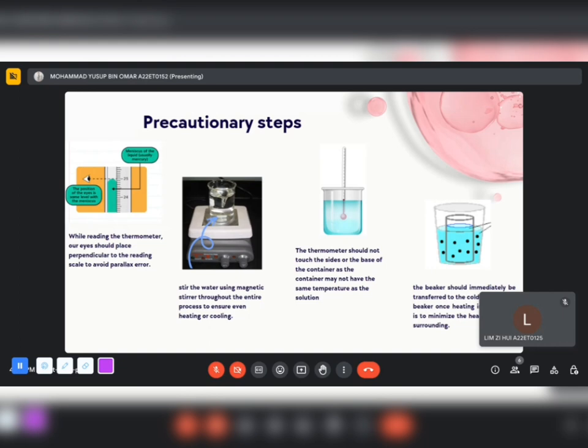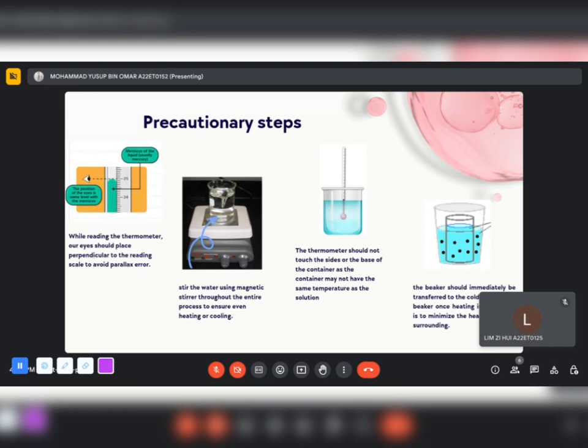Next, the beaker should not be immediately transferred to the cold water beaker once heating is done. This is to minimize the heat loss to the surroundings. So we want to reduce the heat loss from the experiment.